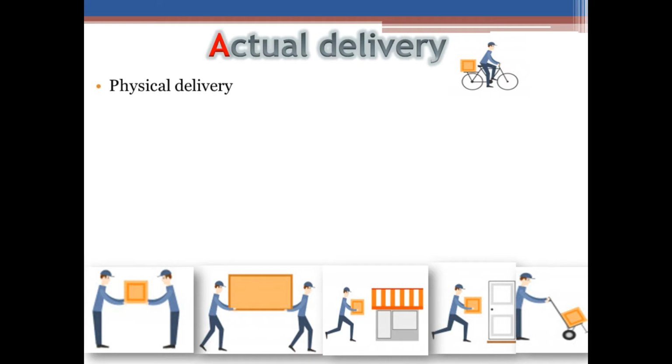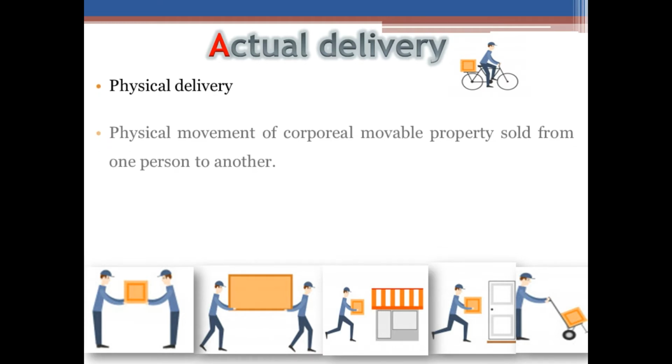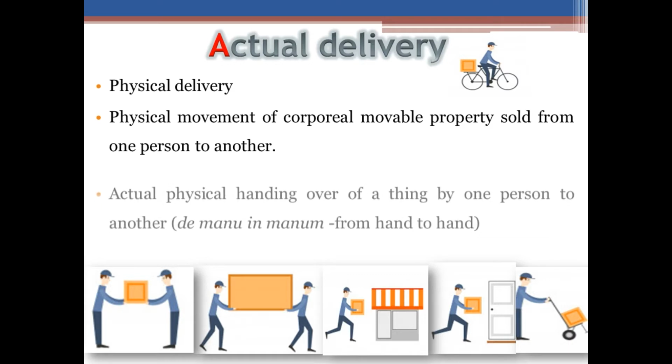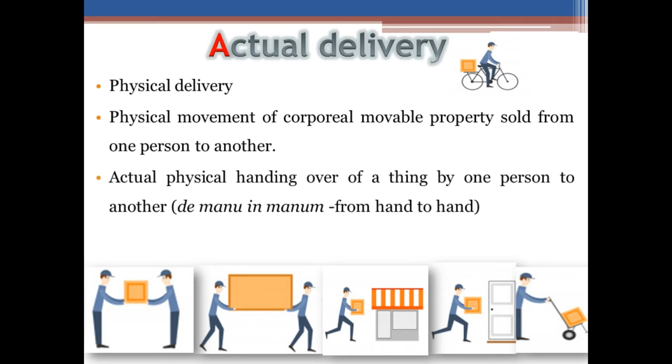Actual delivery is physical delivery, whereby there is physical movement of the property that has been sold by the seller to the buyer. The physical movement involves actual physical handing over of the thing by the seller to the buyer. That is from hand to hand.